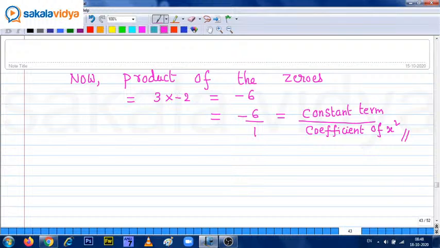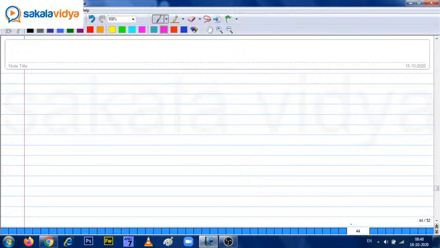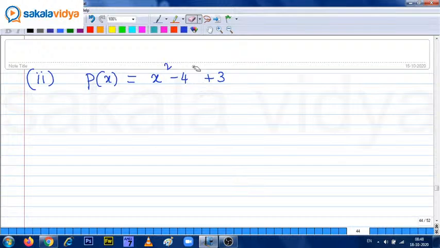So let us move to the next question. Second question. Are you ready? The second question is P of x equals x square minus 4x plus 3. Here we need to verify the relationship between the coefficients of the terms in the polynomial and their zeros. So what is the plan that needs to be implemented to solve this problem?